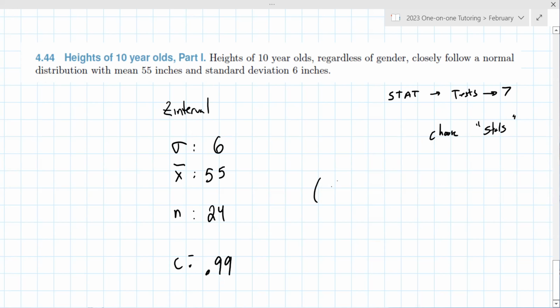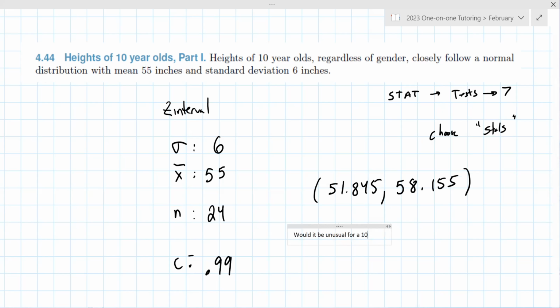I got 51.845 to 58.155. Good. So I'm going to type this question. Would it be unusual for a 10-year-old to be 5 feet tall? Okay, so you cannot bring in your personal feelings, emotions about this. It's literally asking you to decide, is that number in the interval or not?